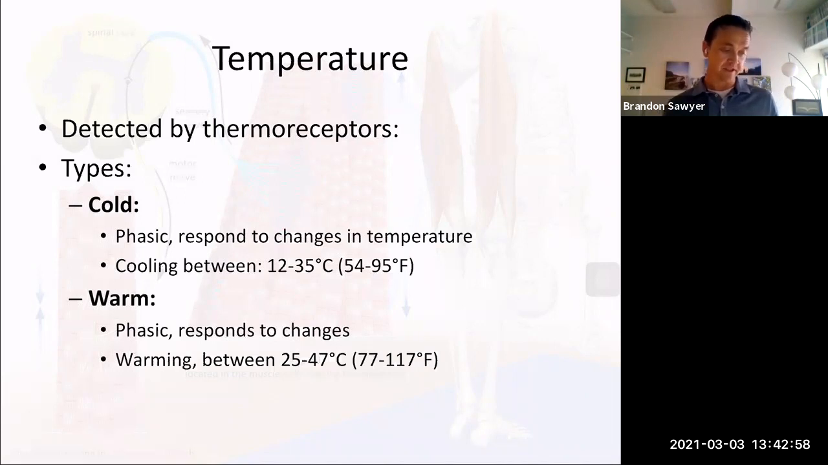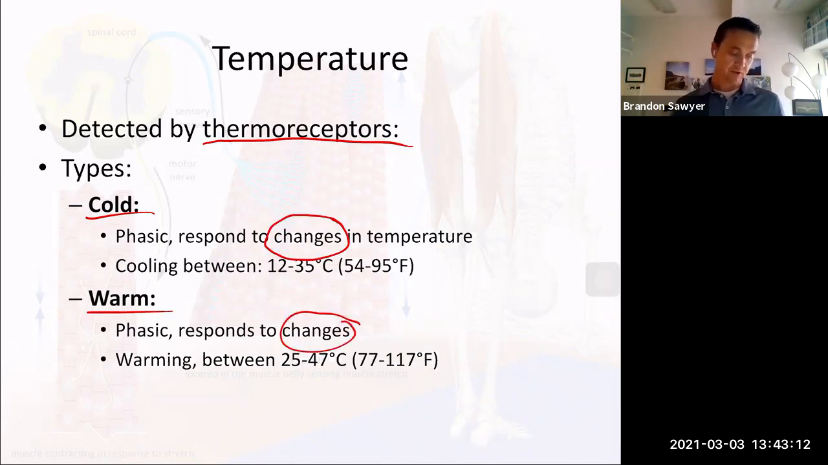So the temperature ones here, the ones that detect temperature, are called thermoreceptors. There's different ones for cold than there are for warm, okay? And one thing that's important about these is they detect changes in temperature, okay? So changes in temperature only, okay?